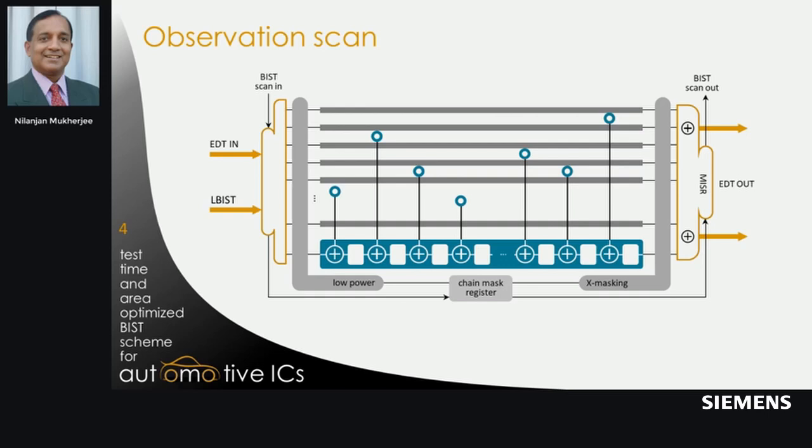Control and observe points are a necessity during logic BIST to improve the overall random pattern test coverage. In observation scan, we are connecting the observe points in separate chains and allow them to capture circuit responses not just during capture, but also during the shift cycles.